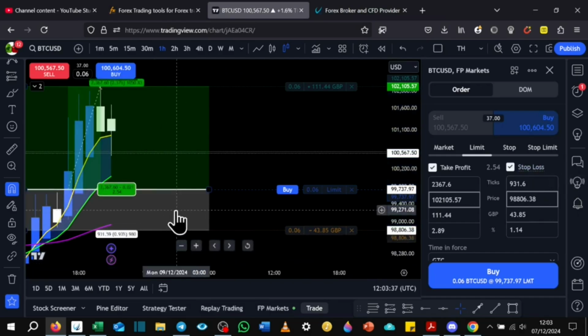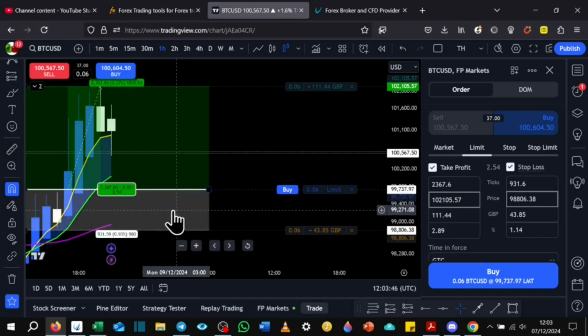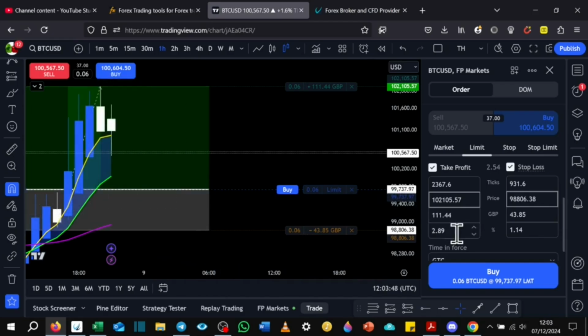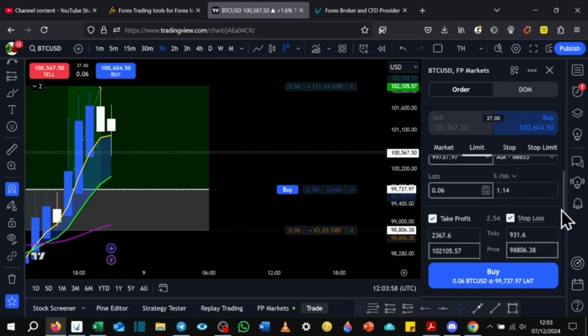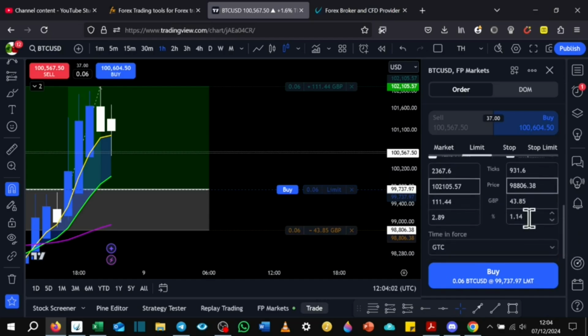So if you lose this trade, you're only losing 1% of your account. If you win this trade, the percentage gained will be 2.89%. Can you see that here? This is the percentage gained. This is the percentage loss. 1.14 is here, the stop loss. If you scroll up here, 1.14. So if we lose the trade, we're losing 1.14%. If we win the trade, we're gaining 2.89%.